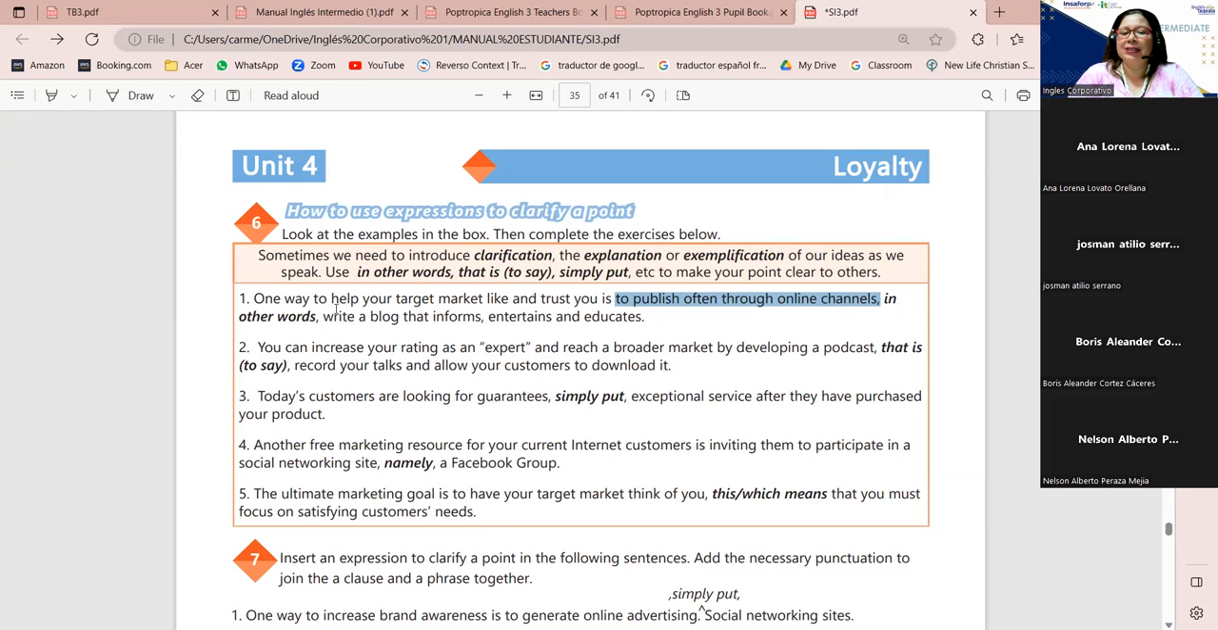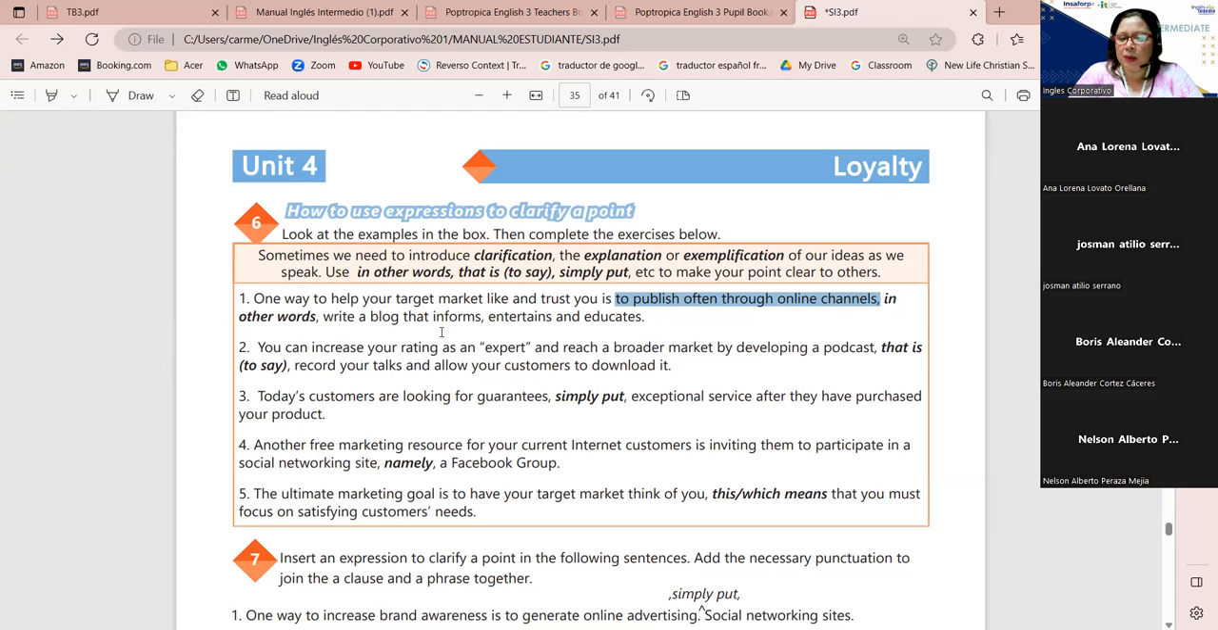In other words, ¿qué es lo que estamos clarificando? ¿La forma o estamos clarificando cómo publicar? Veamos entonces, it says, write a blog that informs. Then it's to publish, right? To publish, often through online channels.